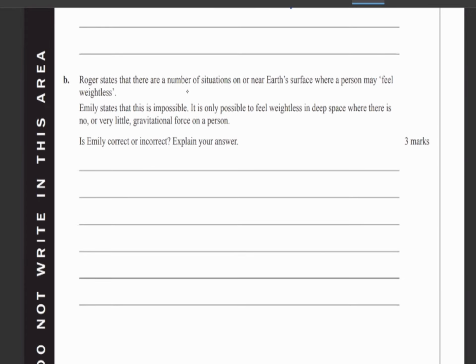Roger states that I feel weightless. So Emily, so you can just directly answer it because it's going to be apparent weightlessness. So Emily's incorrect. What she's talking about is absolute weightlessness, which is different. Then you just explain what apparent weightlessness is.